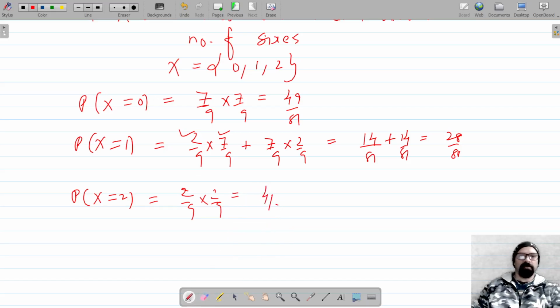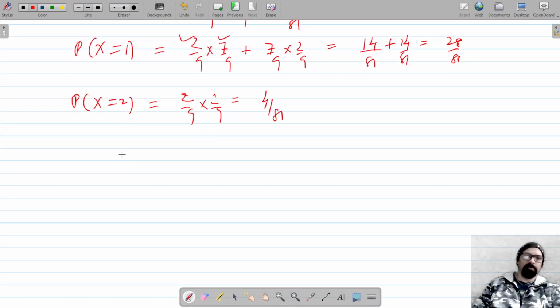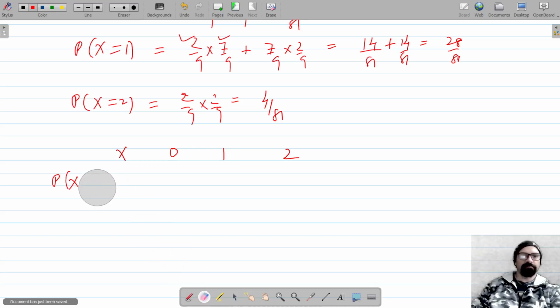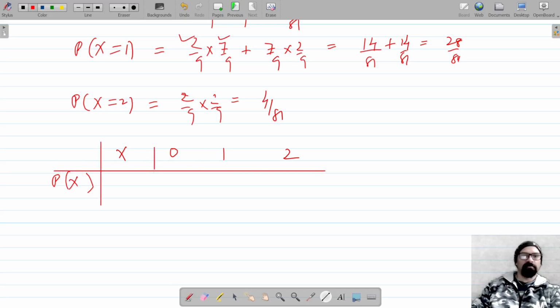So let's write down the probability distribution table. X can take the values 0, 1, and 2, and we write the probability of X when it takes the values 0, 1, and 2. So we have got the probability distribution table.